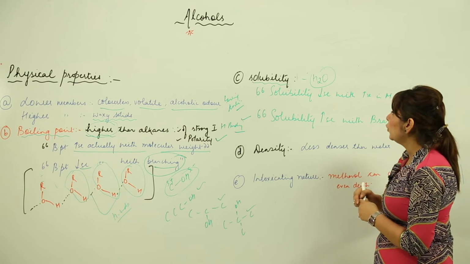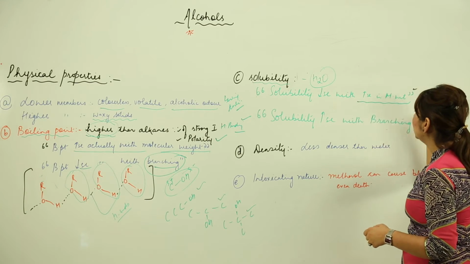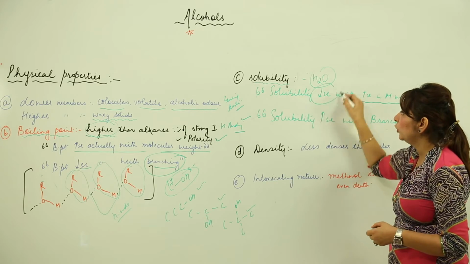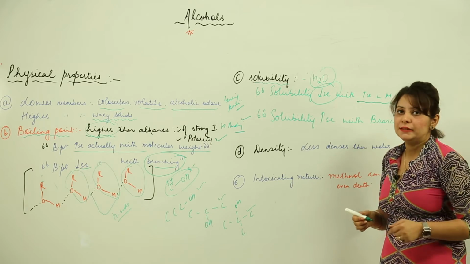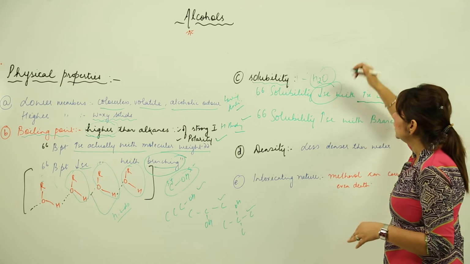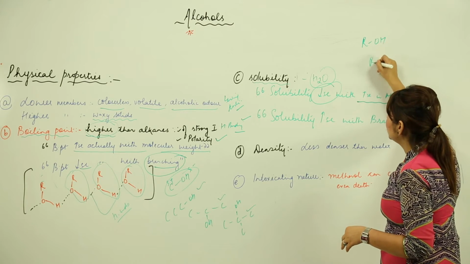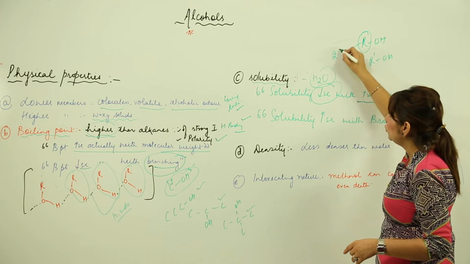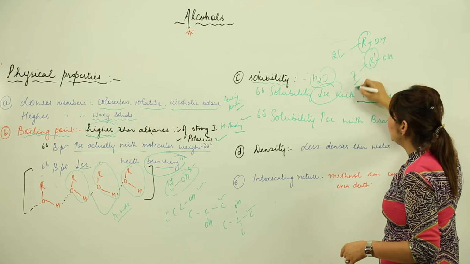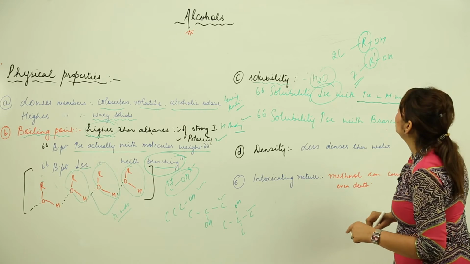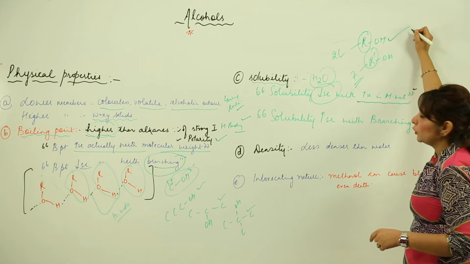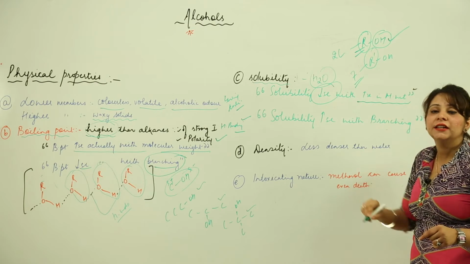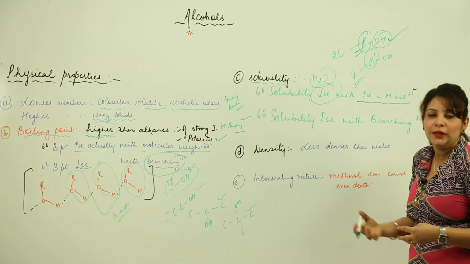But when we talk of the higher alcohols, that means the alcohols with higher molecular weight, we see that solubility decreases. Now what is the reason behind it? Suppose this is my ROH and this is my R'OH. Let's say this R comprises 2 carbon atoms and this R' comprises 7 carbon atoms. So this one is going to be soluble in water, as this R is not going to restrict the OH from hydrogen bonding with water.